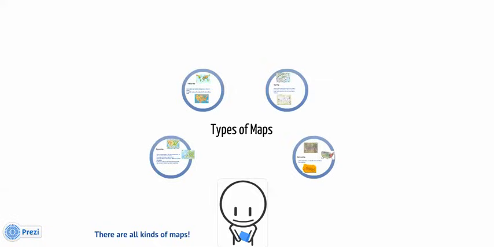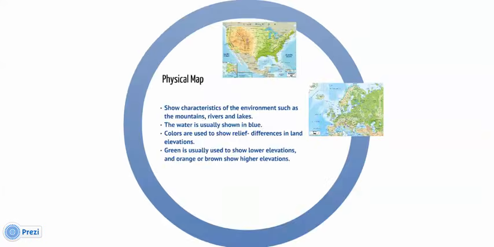Today's lesson is going to be focusing on different types of maps. Now there are actually many different types of maps, but we are going to be focusing on 4 different types in particular. So let's go ahead and get started. Alright, the first kind of map we're going to take a peek at is a physical map.